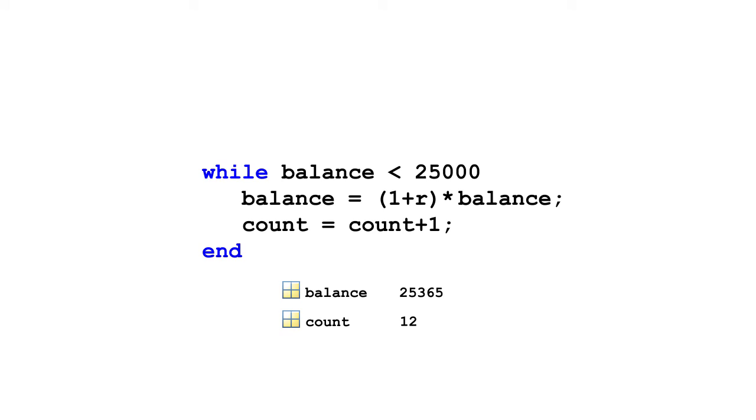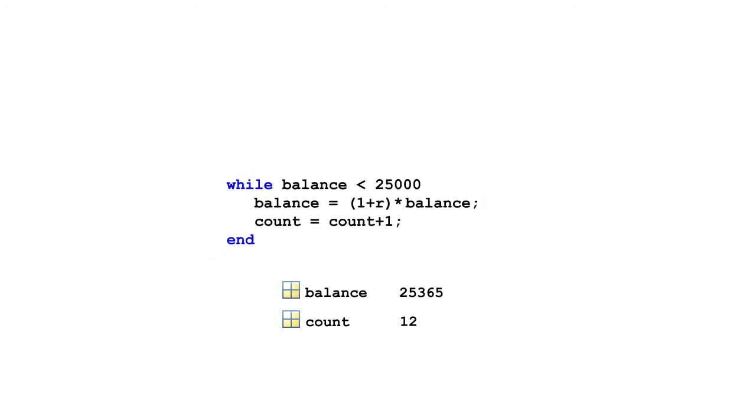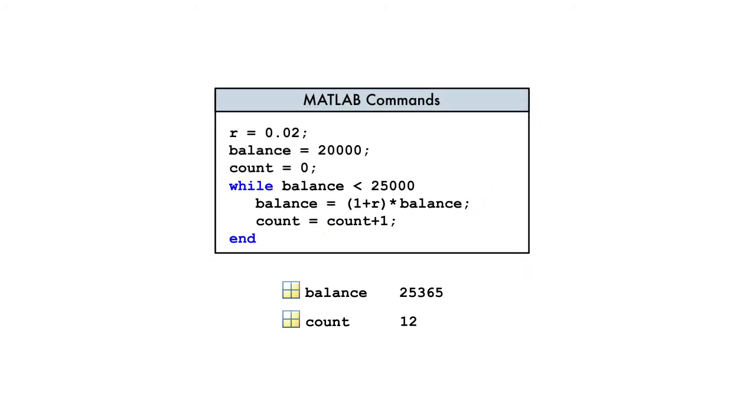In this case, the balance surpasses $25,000 after the 12th iteration of the while loop. Now, the loop condition evaluates to false, which terminates the while loop. The statements inside the loop body are not executed and the variable values are left unchanged. And just like that, we're done. Well, not with the saving part.